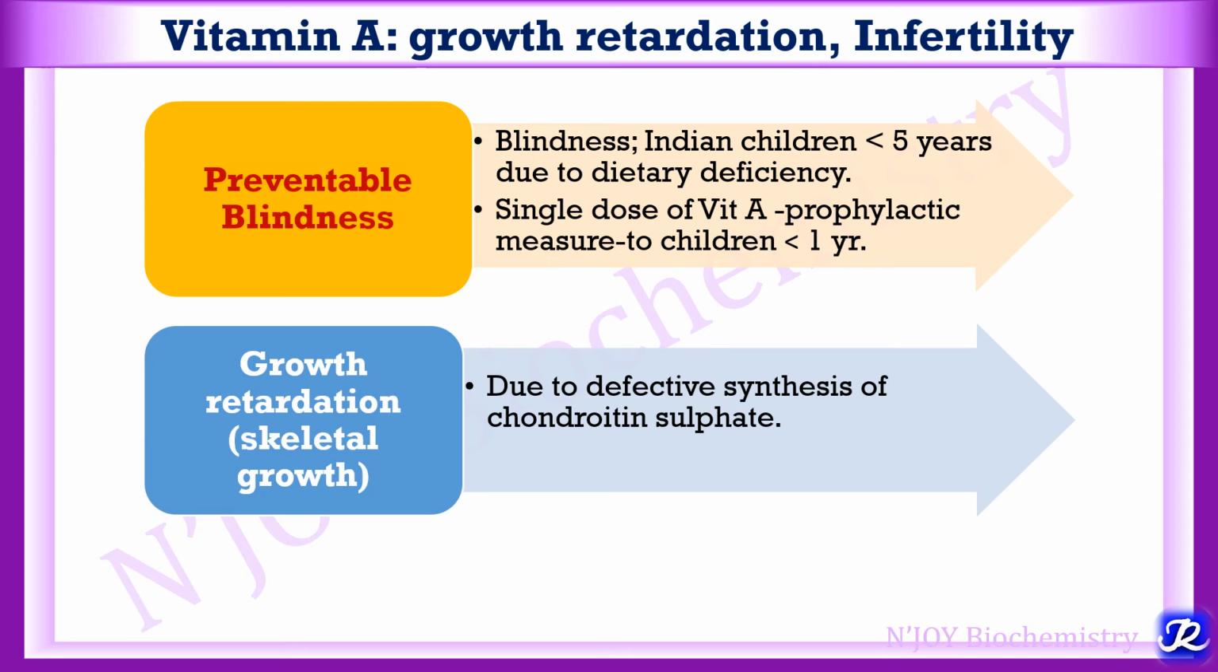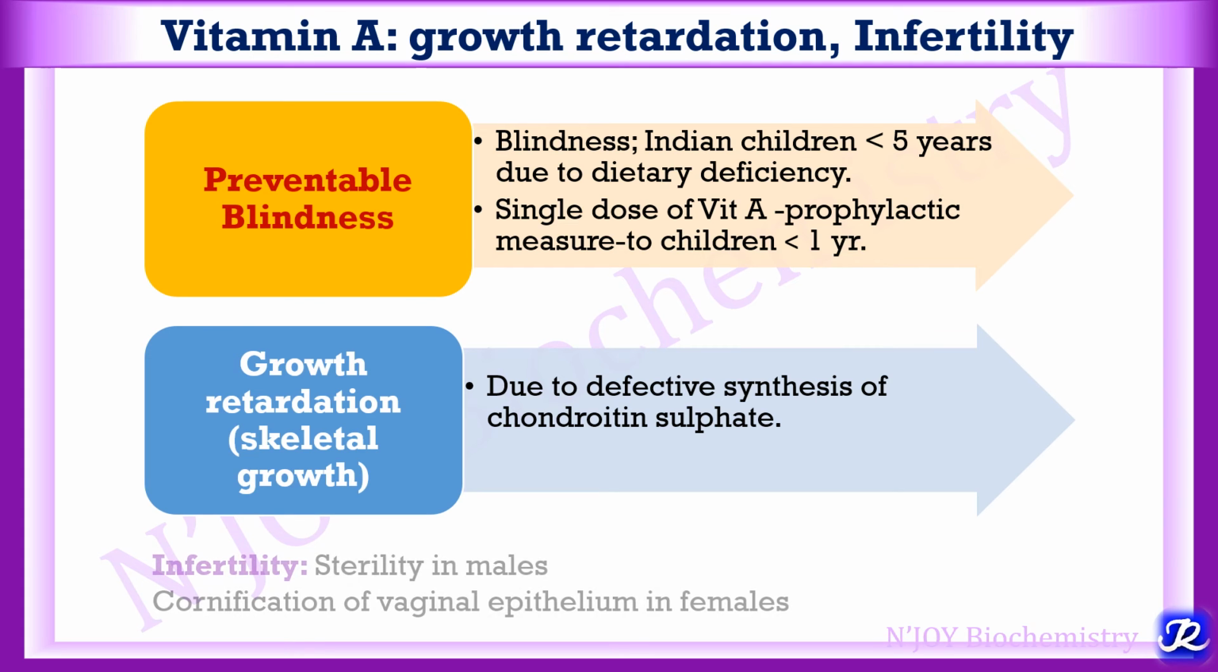There is one more term, preventable blindness. In Indian children less than 5 years, due to dietary deficiency, this blindness can occur, which can be prevented by a single dose of vitamin A. That is the prophylactic measure taken, and it is given to the children who are less than 1 year.